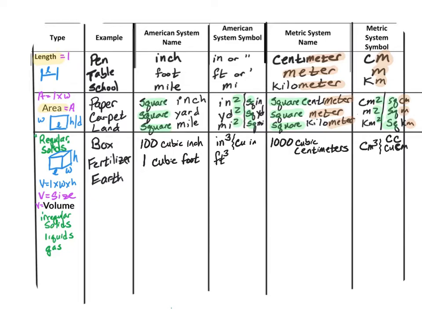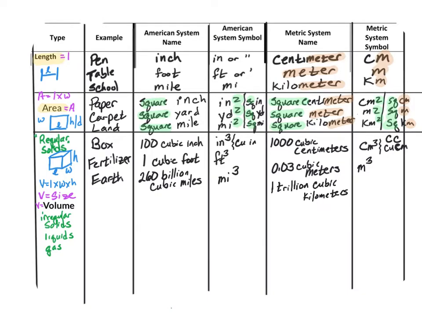That's only 0.03 cubic meters, abbreviated meter cubed. The volume of the Earth is about 260 billion cubic miles, abbreviated MI cubed. That's close to 1 trillion cubic kilometers, abbreviated km cubed. You might notice that all of these include the measurement something to do with cubic.